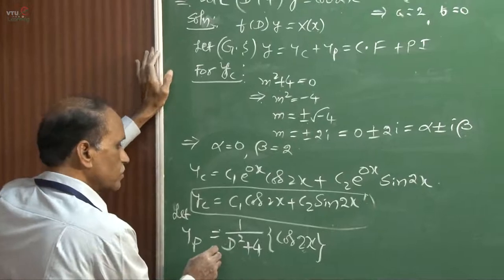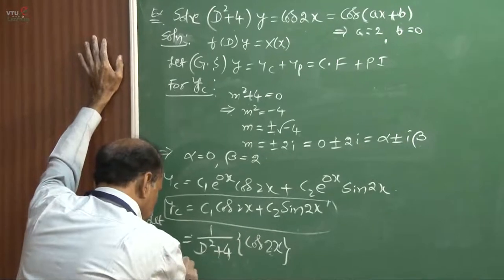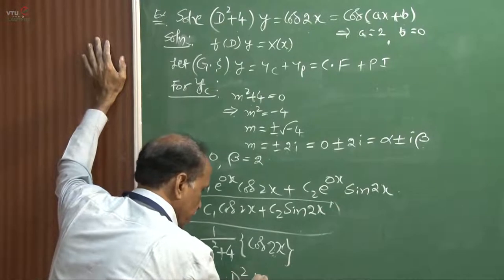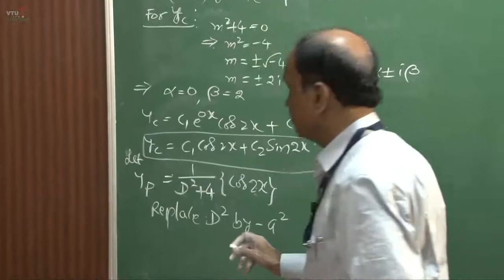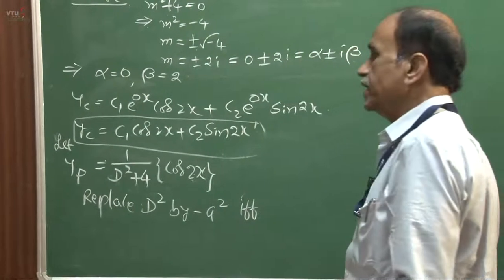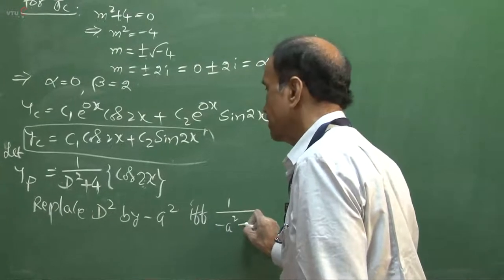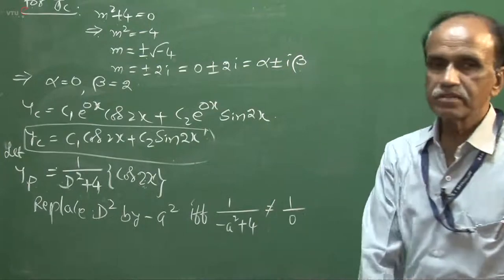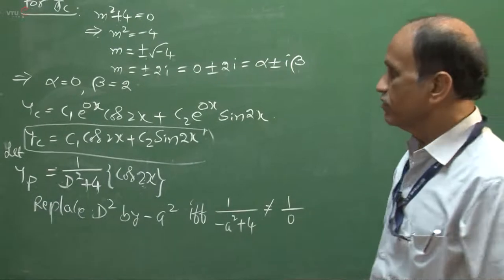So now, according to the guidelines of this second rule, we have to replace D square by minus a square, provided, that is, if and only if 1 divided by minus a square plus 4 is not equal to 1 divided by 0, that is, the functional value in the denominator should not lead to 0. We will check that.